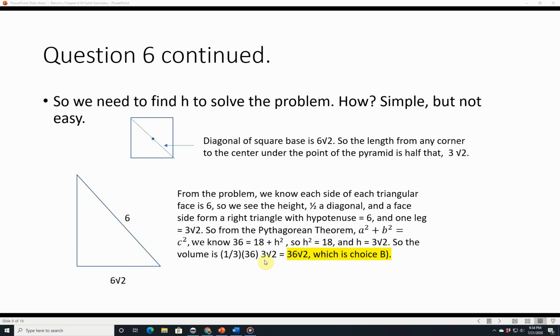So anyway, how does that help us? Well, we know the volume from before is 1/3 L times W times H. We know that the length times the width is just going to be 6 times 6, that's 36. And then we know that H is 3 root 2, so it's just 1/3 times 36 times 3 root 2. Obviously, 1/3 times 3, those cancel out, so you just end up with 36 root 2, which is choice B.